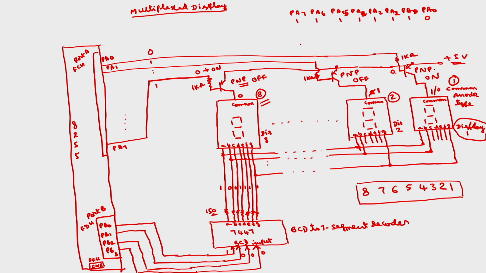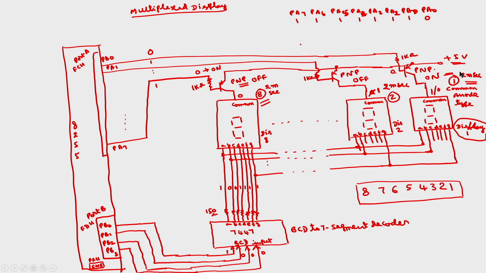Okay, so this is a revision of this process. You keep this 1 for 2 milliseconds. After 2 milliseconds you display 2 on the next display, after another 2 milliseconds you display 3 on the third display, and like that another 2 milliseconds you display 8 on the 8th display. After this you go back to the first one.